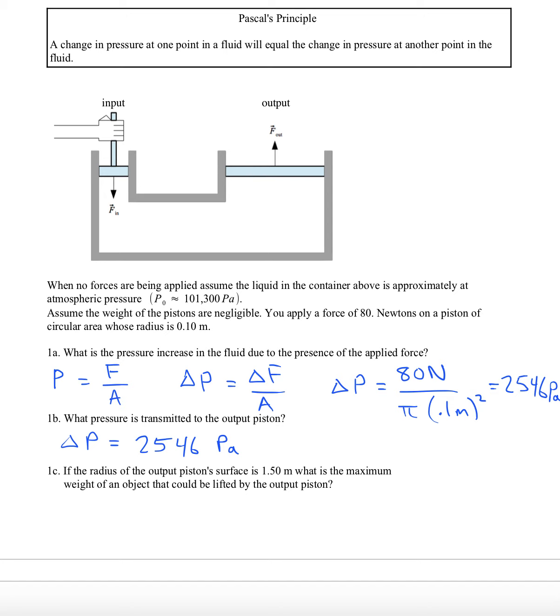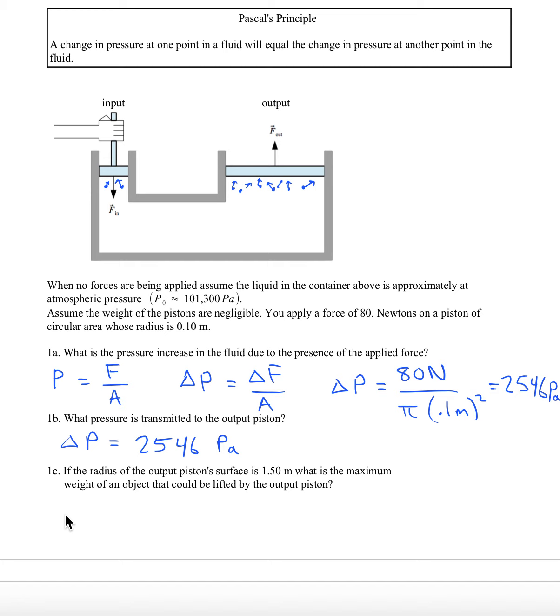Now, what will be the effect of this? Notice that the output piston has a much larger radius than the input piston. And remember that pressure is due to collisions between particles and a surface. So when all these collisions occur, the output piston is going to feel a force. But which piston feels the greater force? The one with the small area or the one with the big area?